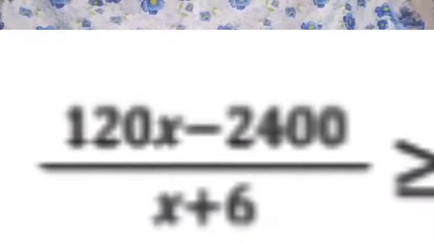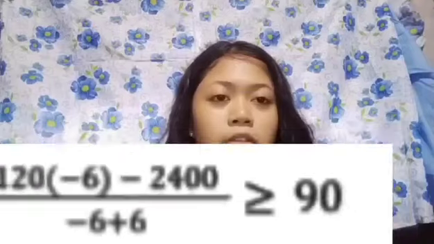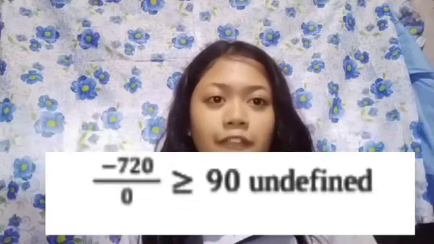120x minus 2,400 over x plus 6 is greater than or equal to 90. 120 times negative 6 minus 2,400 over negative 6 plus 6 is greater than or equal to 90. Negative 720 over 0 is greater than or equal to 90 is undefined.